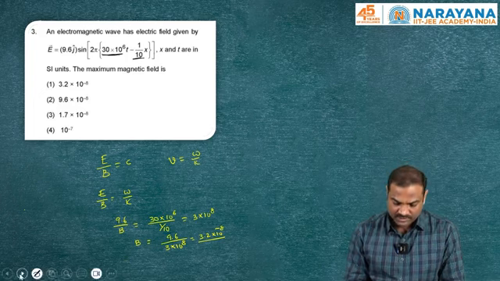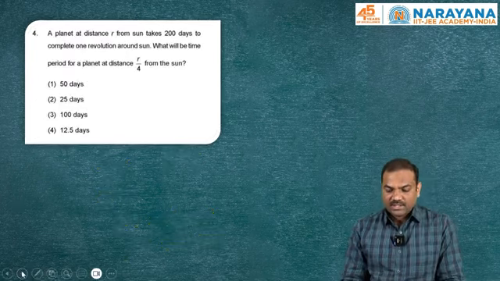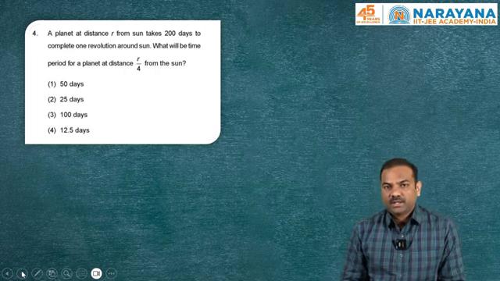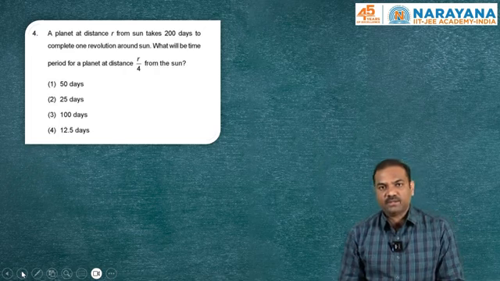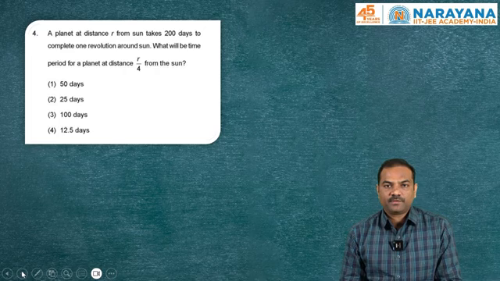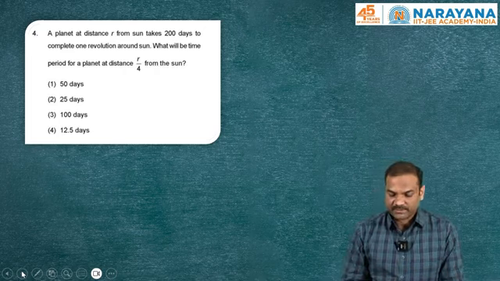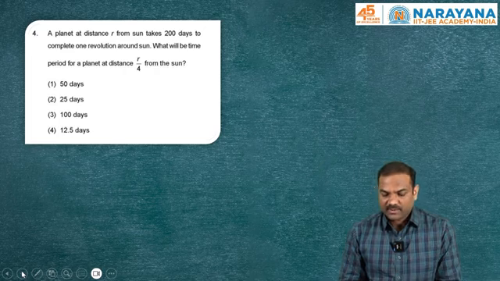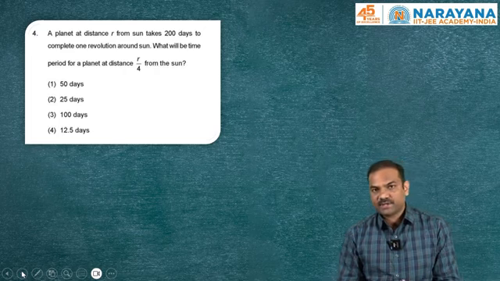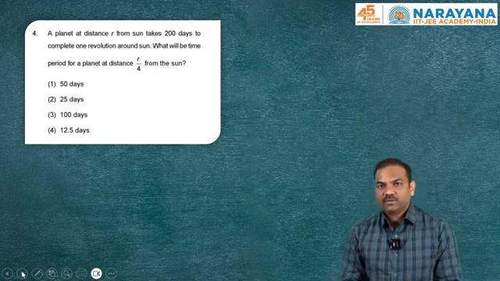We'll go with the next question. This question is related purely to Kepler's laws, which based on the third law, the square of the time period is proportional to the cube of the distance of the planet from the sun. They have already given one time period, which is 200 days. Completing one revolution is nothing but a time period, 200 days, and the distance is given as r. Next we require the time period for a distance of r by 4.